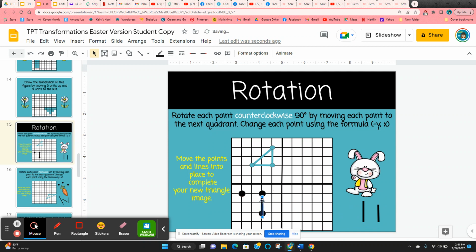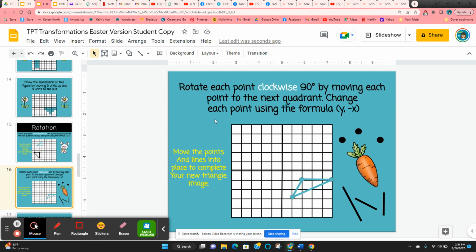So we're just going to close in those 3 points. And I'm just going to move this so that they're connected. So again, I'm just click and hold, and then I move it where I want. And now I have my new figure. It's been rotated 90 degrees counterclockwise. So we're going to do the same thing on the next one.